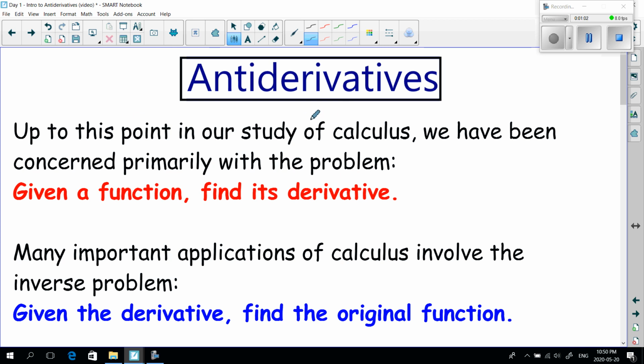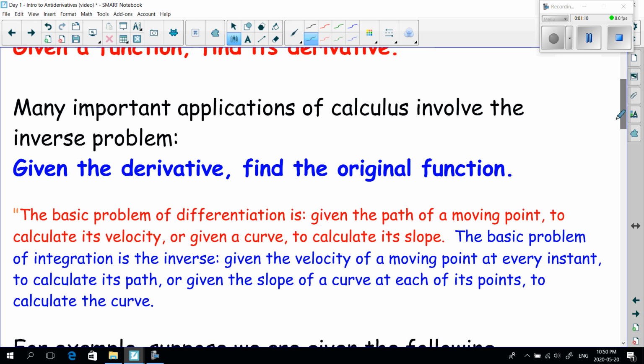So up to this point in our study of calculus, we have been concerned primarily with the problem: given a function, find its derivative. Today, we're going to look at the opposite, or the inverse. Given the derivative, find the original function. And there are many problems or applications of calculus that involve this inverse problem.